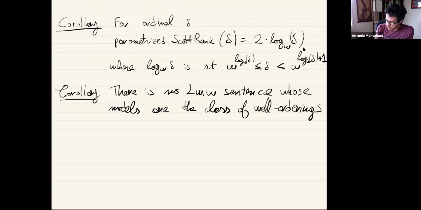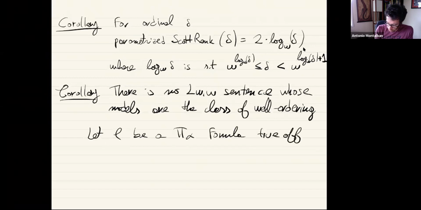It's an old theorem, Lopez-Escobar maybe, or somebody. And the proof is that suppose, let phi be a pi alpha formula true of all well orderings. We claim that in that case, it must also be true of something that is not well ordered.